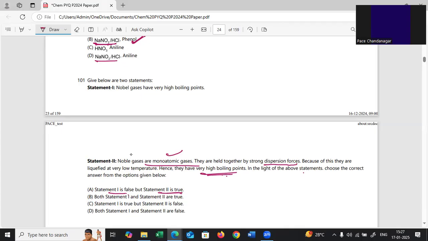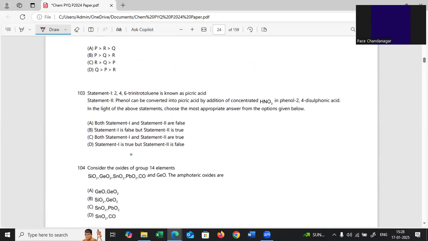They have very high boiling points. Statement 2 is correct? They are held together by weak dispersion forces. Strong dispersion forces is wrong, it should be weak dispersion forces. Okay, because weak dispersion forces means low boiling points, right? Not stronger ones. So one is false, and two is also false, I would say. Not strong, wrong. Weak dispersion forces it should be.